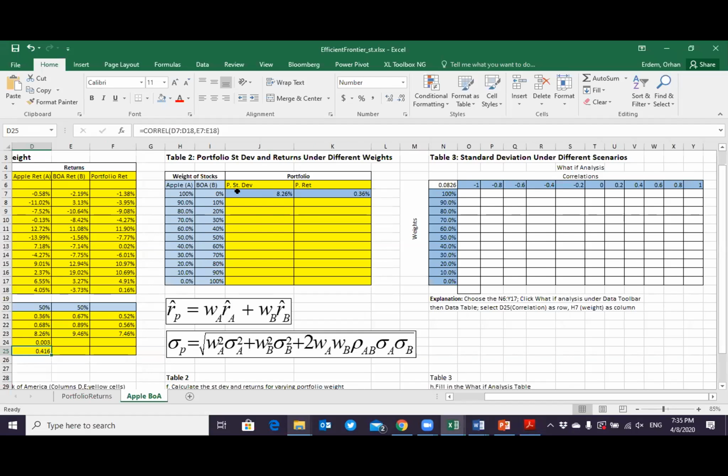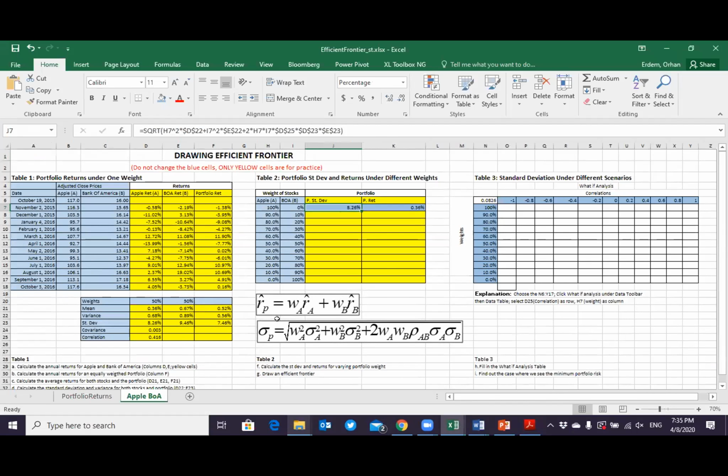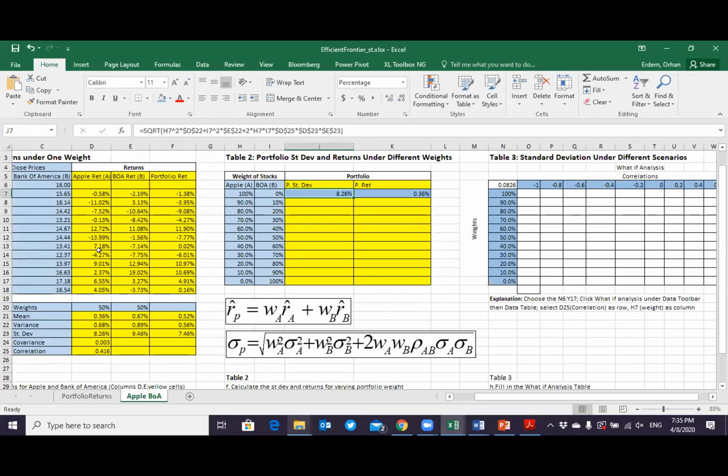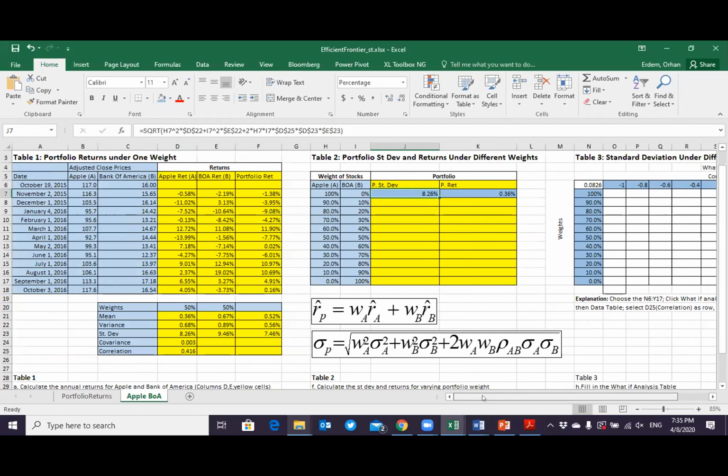Okay, now let's switch to table 2. So let me ask you a question from table 1. What was the weight of Apple and Bank of America in table 1? What was the weight of individual stocks in my portfolio? 50-50, okay? So in table 2, I changed, so I'm going to try with different weights, okay?